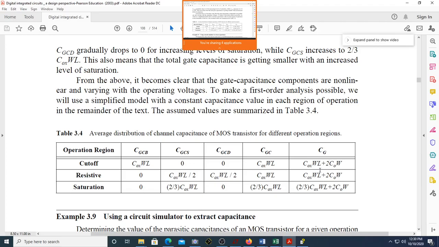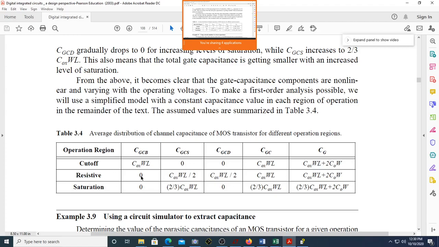So what is the unit of this COX here? Farad per meter square. Farad per meter square. This is in farad. So overall CG is in terms of farad. So this is multiplied by area, whereas this is multiplied by the width.